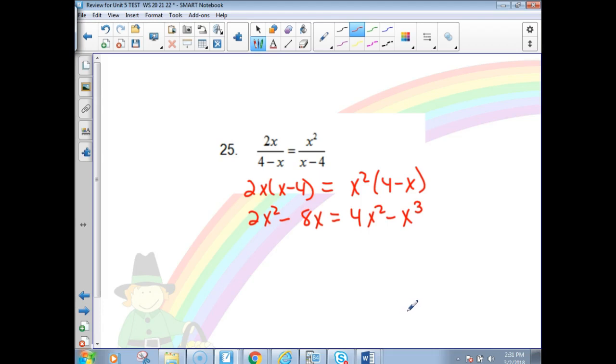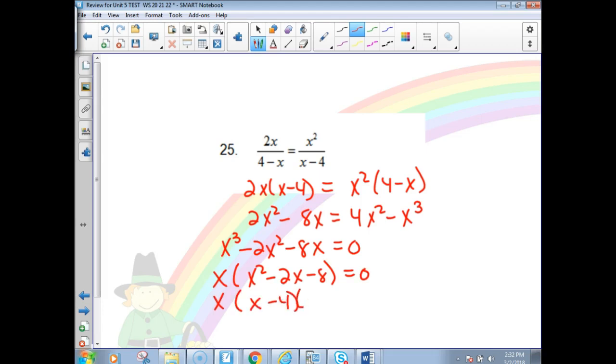So I need to get this set to 0. So I'm going to add x cubed. I'm going to subtract 4x squared, so I have minus 2x squared. And then I got a minus 8x. Now I'm down to a trinomial, and it has a common factor. Every one of them is divisible by x. X squared minus 2x minus 8 equals 0. And then that's factorable to x minus 4 times x plus 2. So I've got 3 answers. 0, 4, and negative 2.